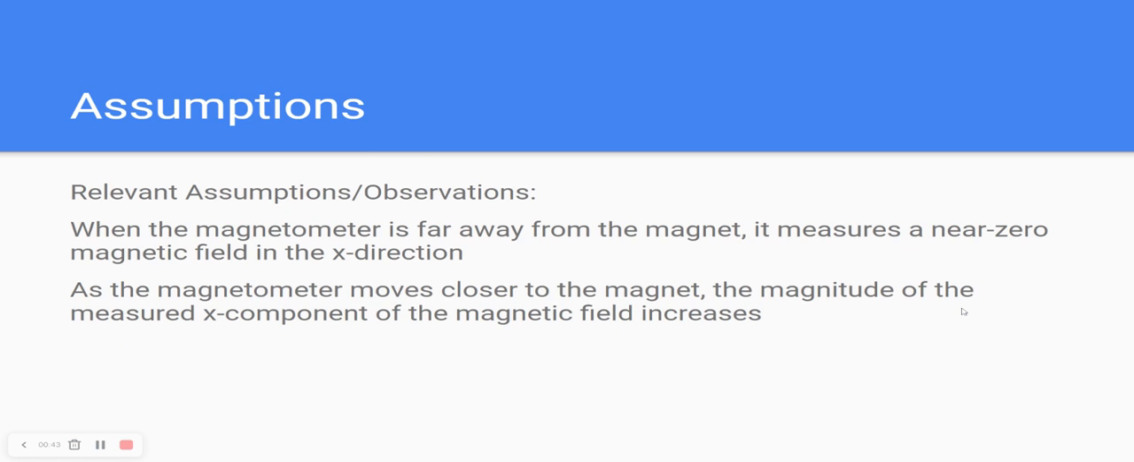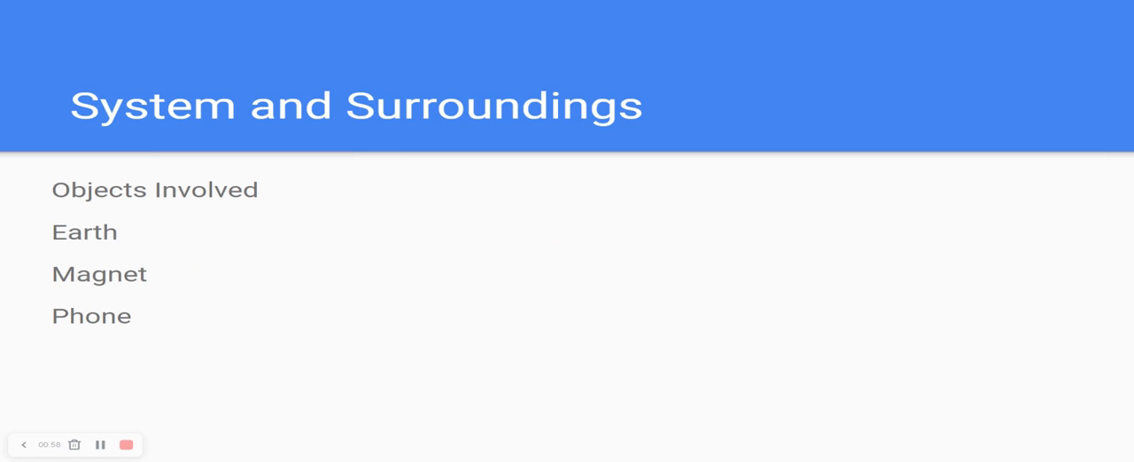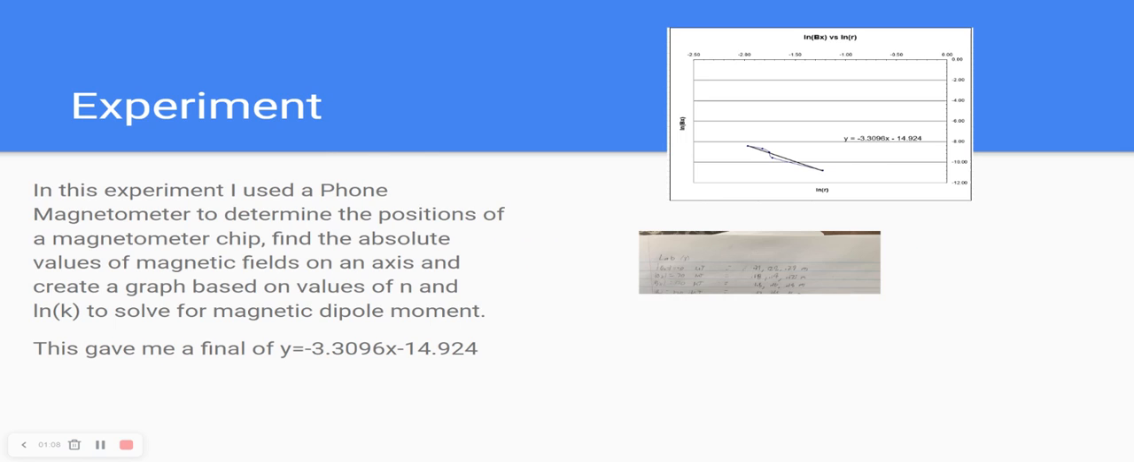Moving on to assumptions, we have two main assumptions. When the magnetometer is far away from the magnet, it measures a near zero magnetic field in the x direction, and as the magnetometer moves closer to the magnet, the magnitude of the measured x component of the magnetic field increases. For systems and surroundings, we have the objects involving the Earth, the magnet, and the phone. For initial conditions, everything we have is going to be solved for in the lab.